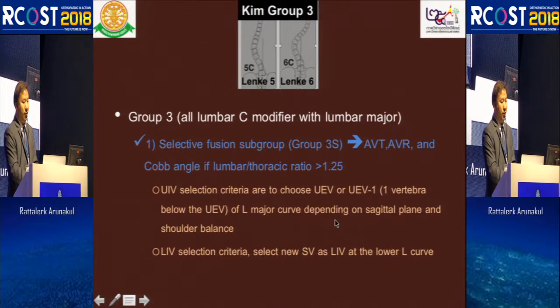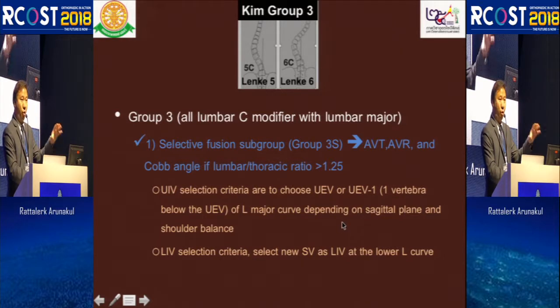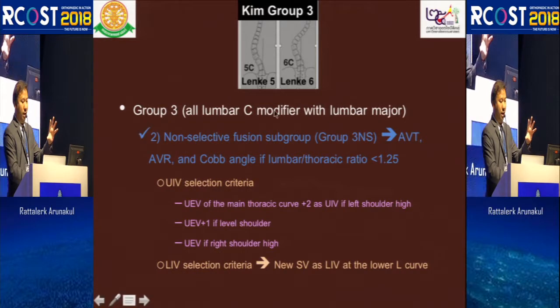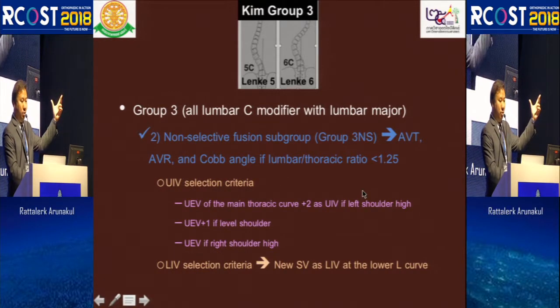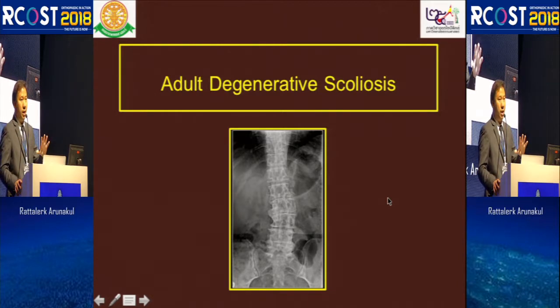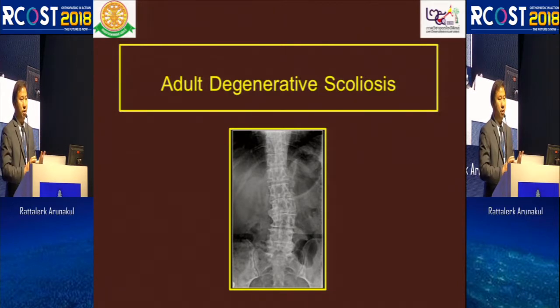So this is group 3, the main lumbar curve. This is selective fusion. You can fuse only the lumbar at 1.25, okay? And this one you have to fuse up onto the thoracic. So I think for the idiopathics, it's a change of the principle. They have not changed the principle, but have some more details.